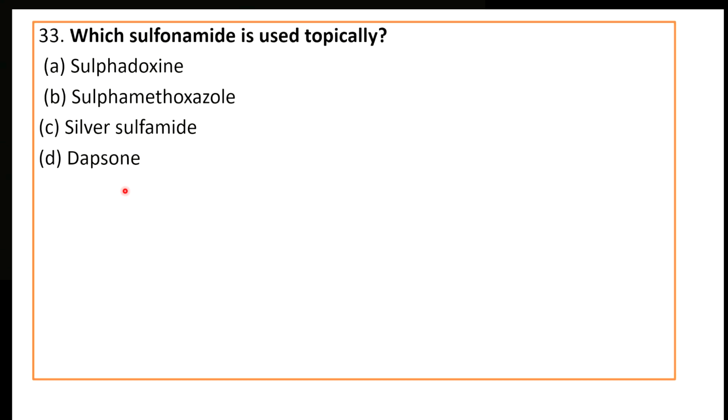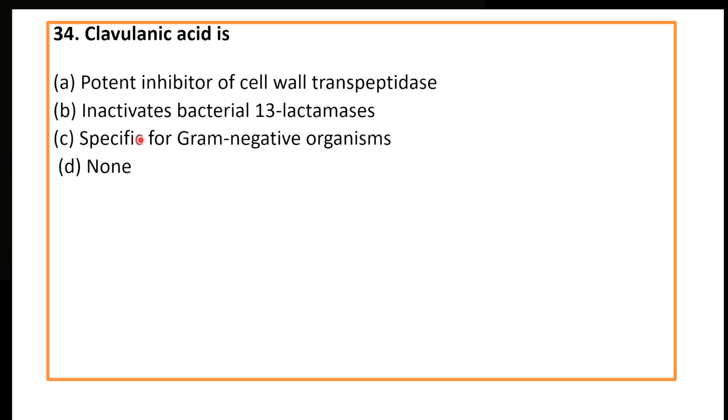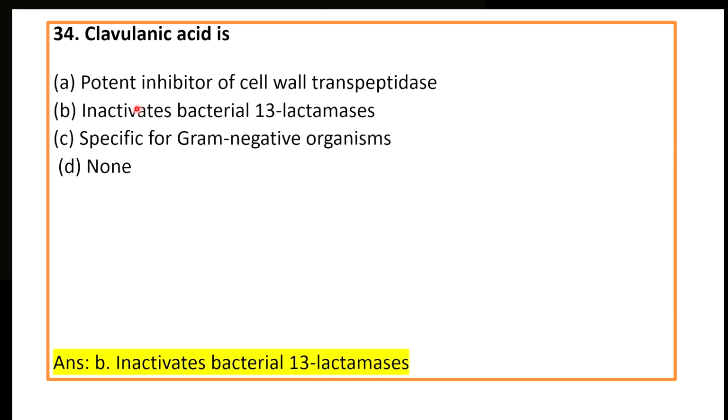Then question number 33, which sulfonamide is used topically? This question came, I guess, in the 2018 GPAT examination. So option C is the correct option, silver sulfadiazine. Question number 34, clavulanic acid is... So we have seen the opposite question before, that is, it inactivates bacterial beta-lactamases.